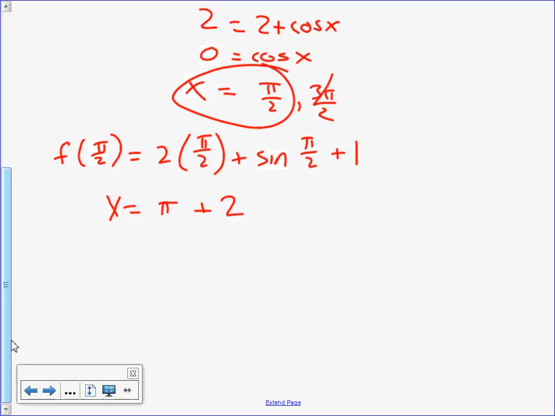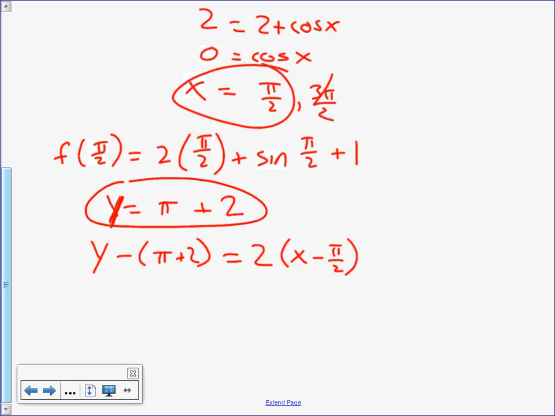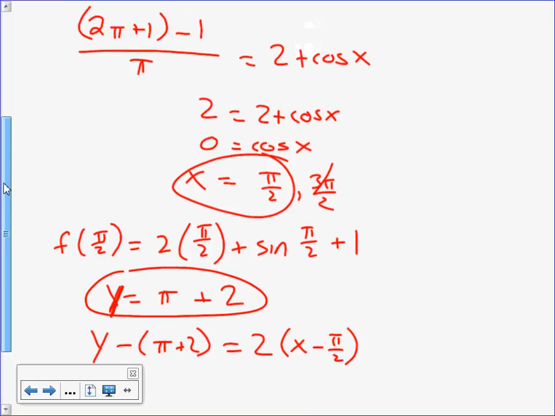So that's the y, that's the x. So your slope was 2. So if you were to rewrite this in linear form, using the point slope formula, you would go y minus y1, so y minus pi plus 2 is equal to m, which was 2, times x minus x1, so x minus pi over 2. That's your x, that's your y, and this is your slope. 2 was your slope.